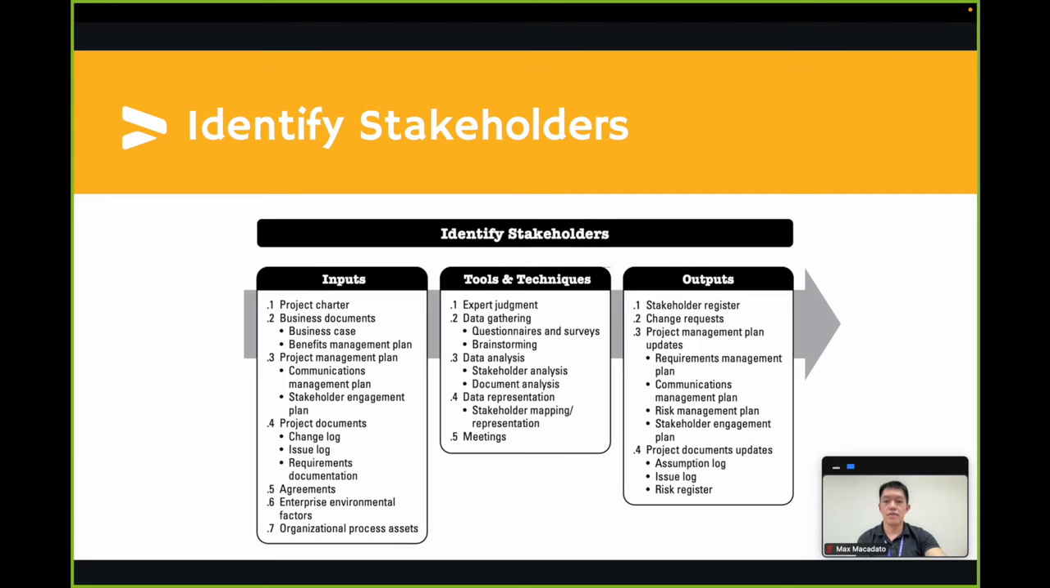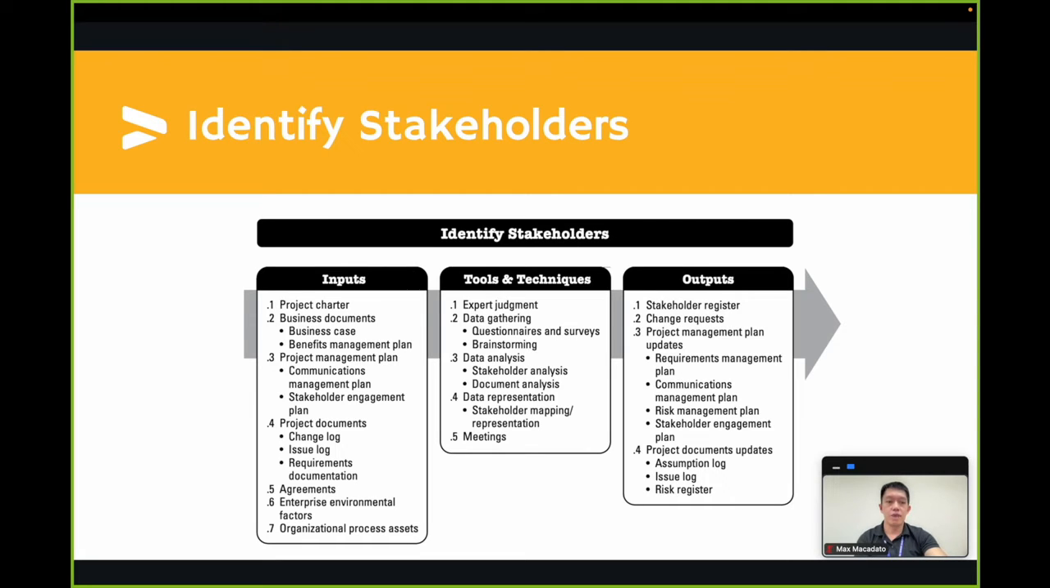Second is the business documents. This includes the business case and the benefits management plan. The business case identifies the project objectives and identifies an initial list of stakeholders affected by the project. The benefits management plan describes the expected plan for realizing the benefits claimed in the business case. It may identify the individuals and groups that will benefit from the delivery of the outcomes of the project and are thus considered as stakeholders.